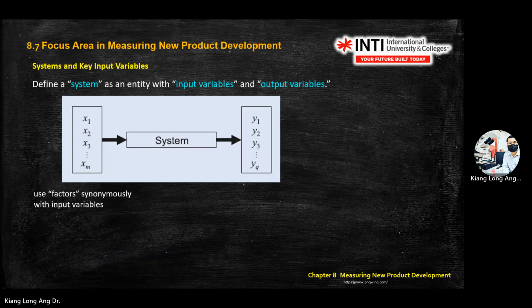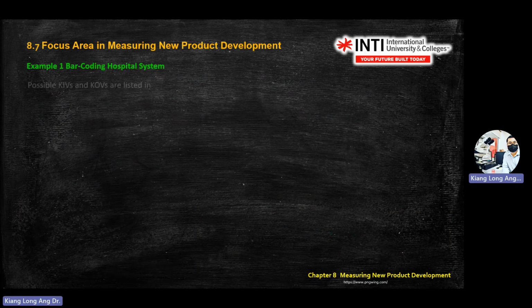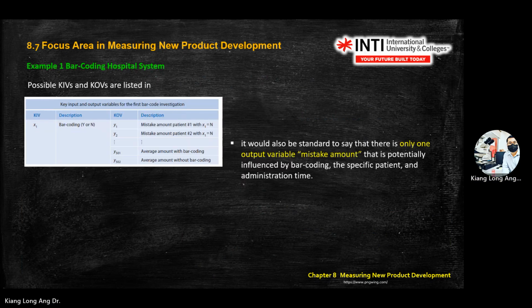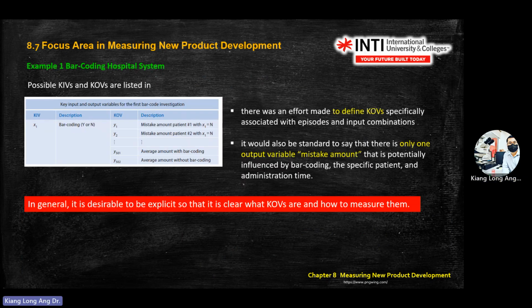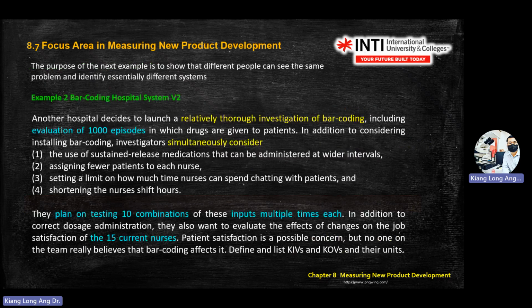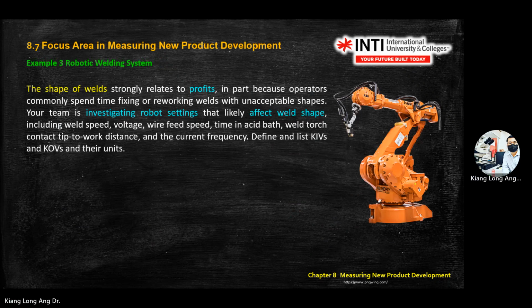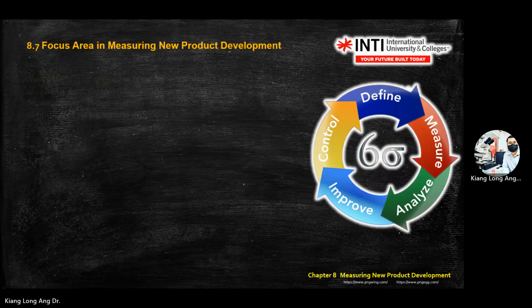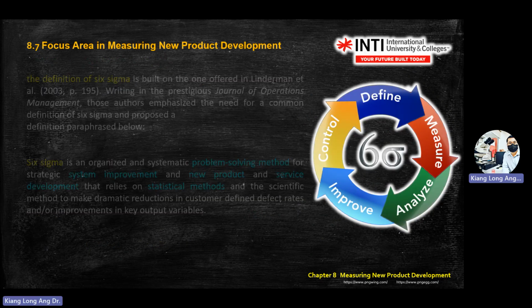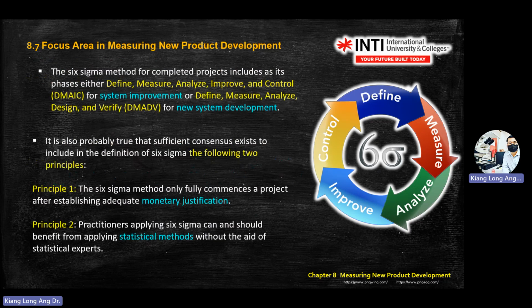I flip through. What is inside? How to do the coding? Like what is your input, what is output, and so on. Six Sigma is already covered.